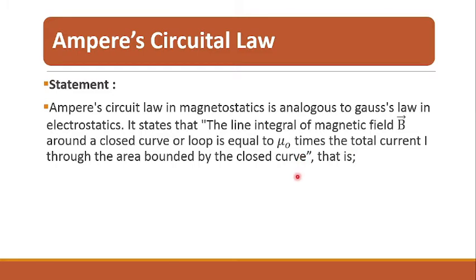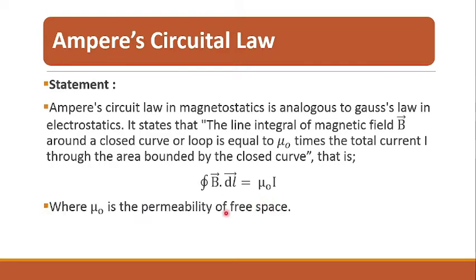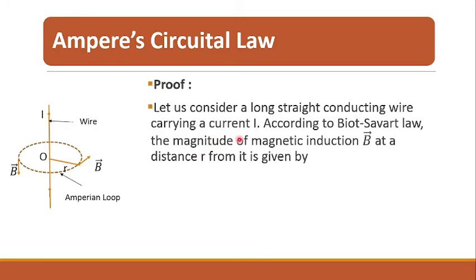It states that the line integral of magnetic field B vector around a closed curve or loop is equal to mu 0 times the total current I through the area bounded by the closed curve. That is, closed integral of B vector dot dl vector is equal to mu 0 I, where mu 0 is the permeability of free space. So let us see the proof of this theorem.